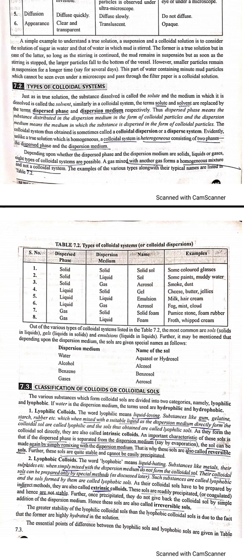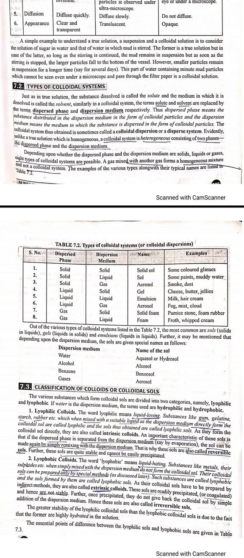Thus, dispersed phase means the substance distributed in the dispersion medium in the form of colloidal particles, and the dispersion medium means the medium in which the substance is dispersed in the form of colloidal particles. The colloidal system thus obtained is sometimes called a colloidal dispersion or a dispersed system. Evidently, unlike a true solution which is homogeneous, a colloidal system is heterogeneous, consisting of two phases, the dispersed phase and the dispersion medium.